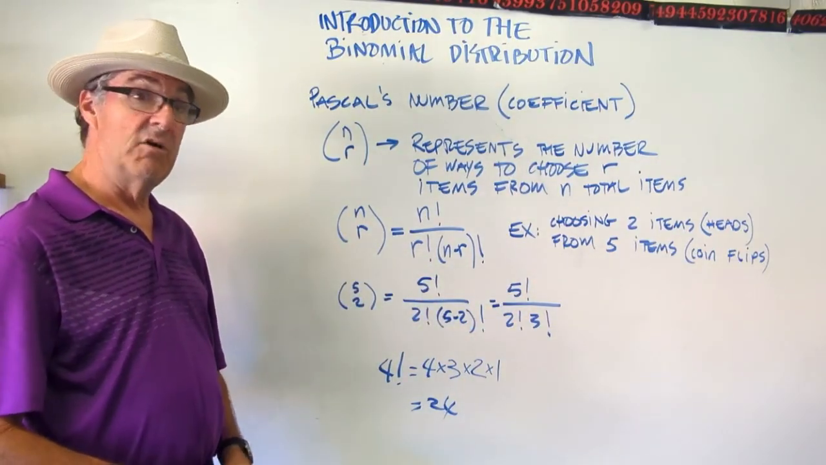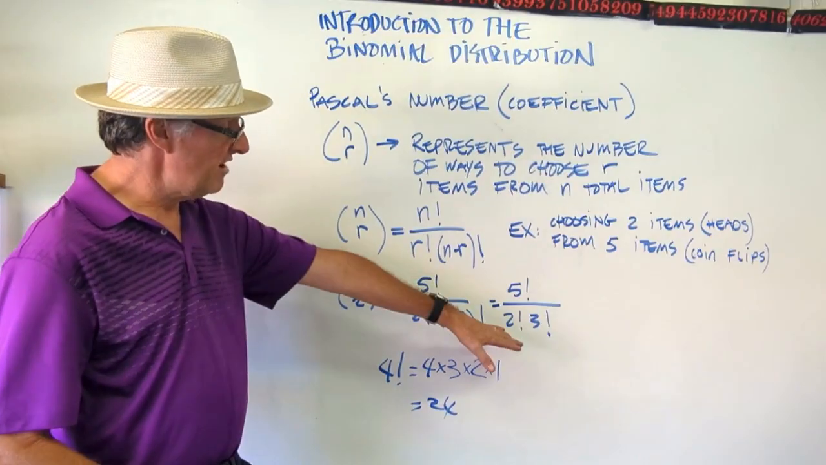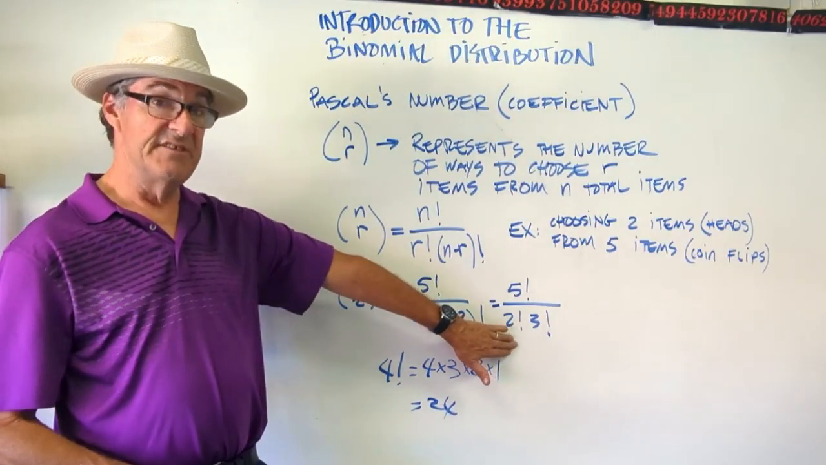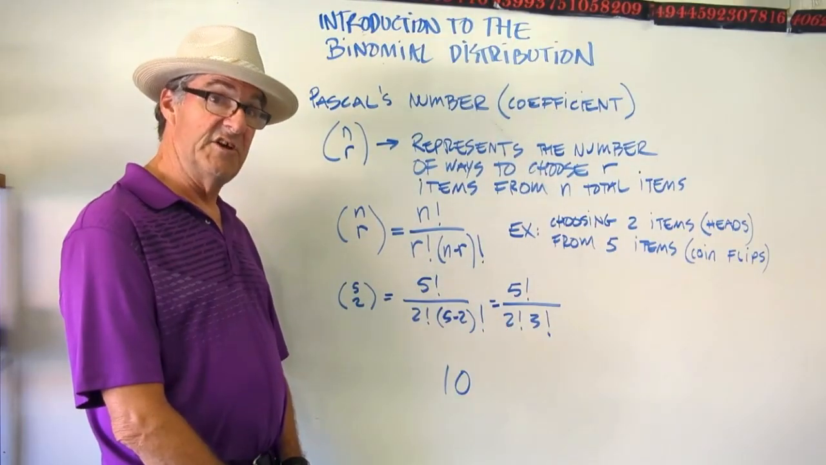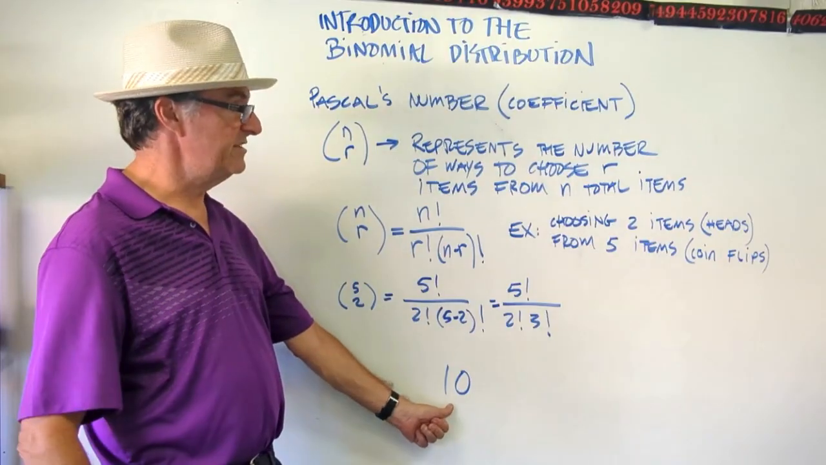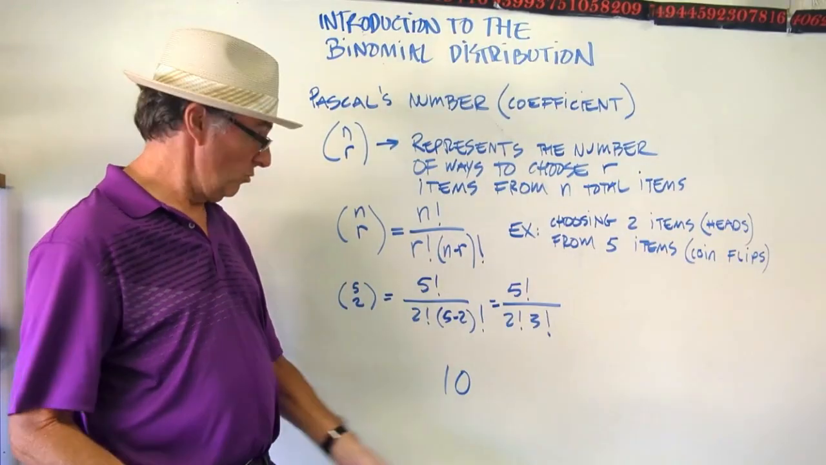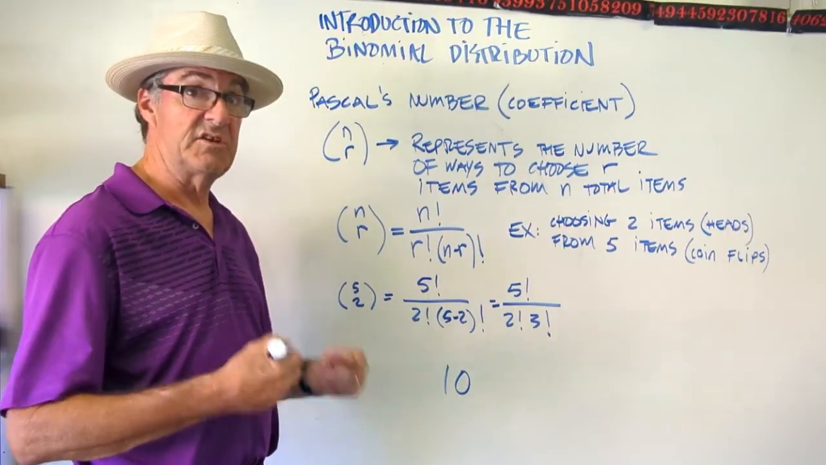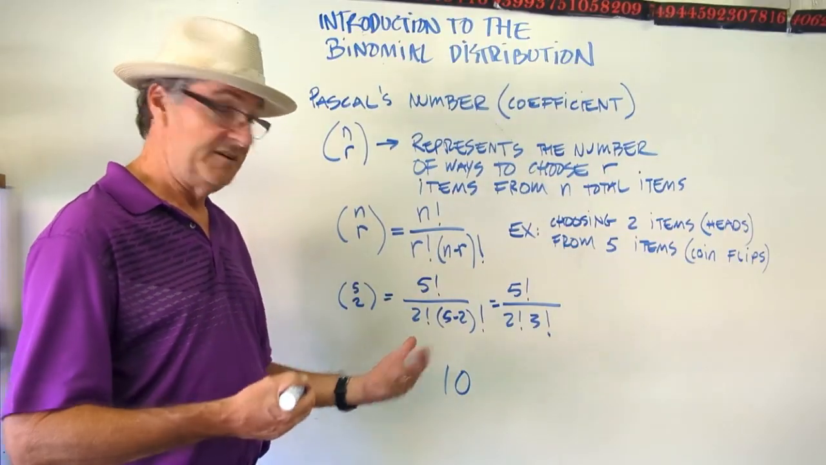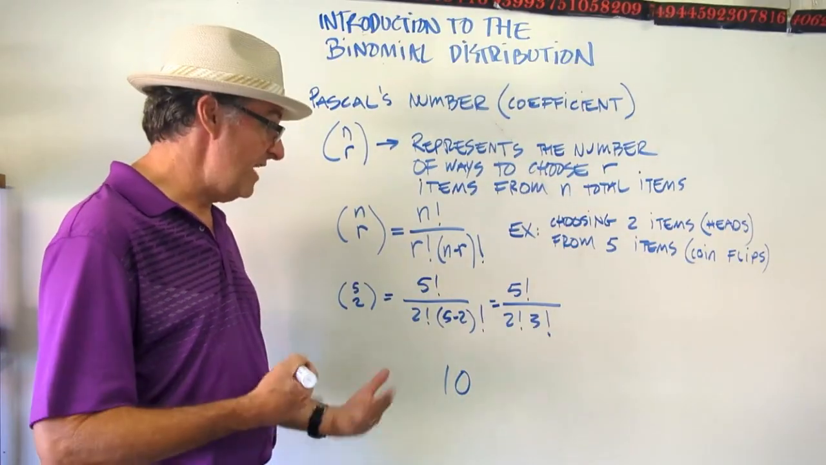What I'd like you to do now is pause the video and figure out what this actually ends up being. Congratulations if you got 10, because that's what it is. Now remember from the last board, using Pascal's triangle, that's what we got, was 10. There's 10 ways to pick 2 out of 5, to get 2 heads out of 5 flips.